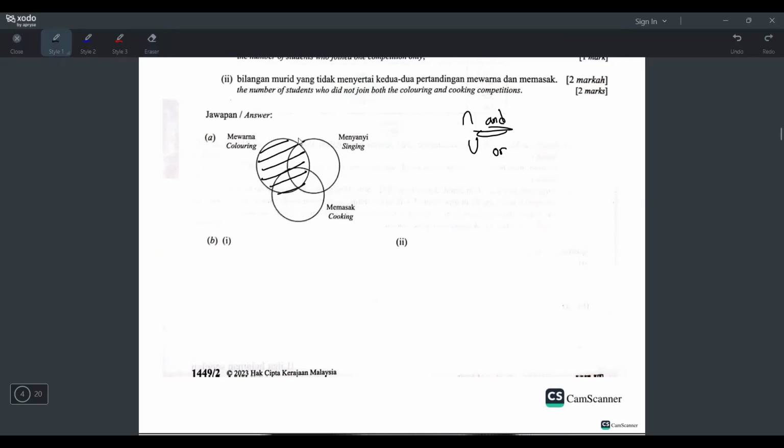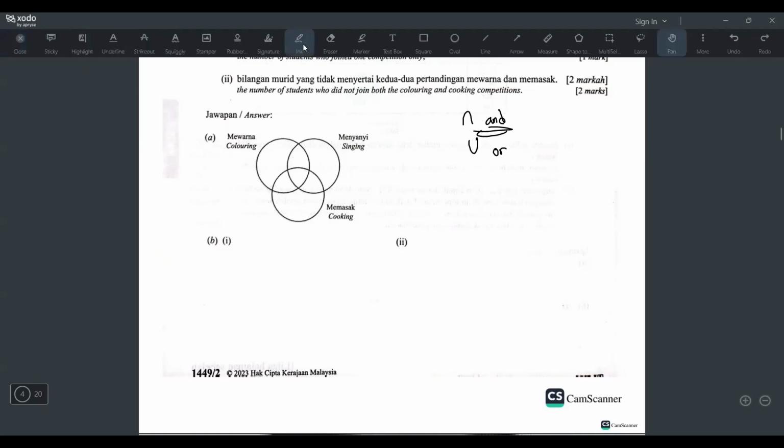Then what if I ask you like this? This region is for what? This region is for coloring. But what if I erase this, and this, and this? What is this? So this is not coloring, this is coloring only, because this region dia tak ada overlap dengan lain. So we call this coloring only. Okay, so I think I explained it well enough.